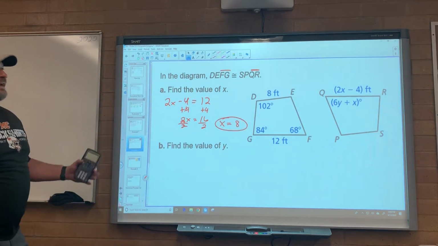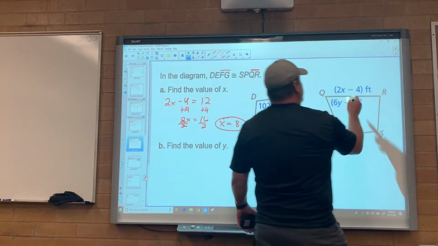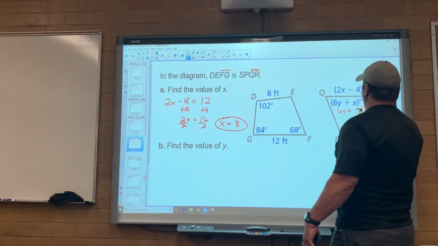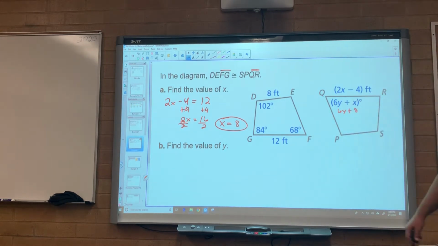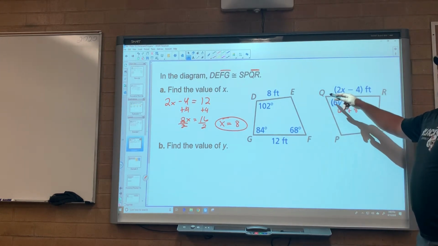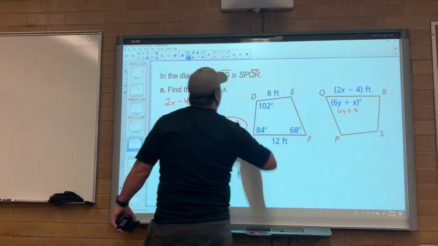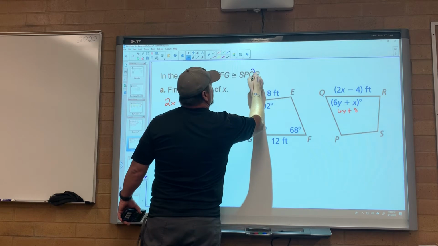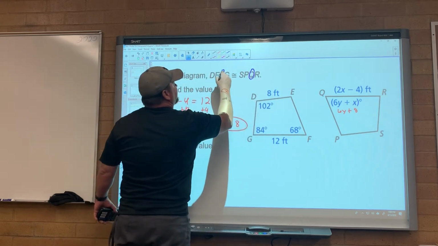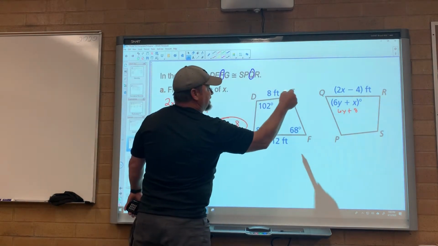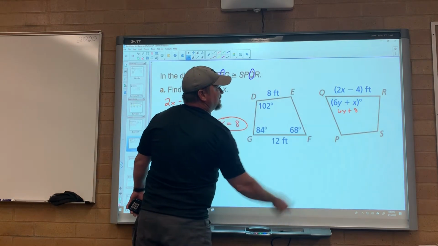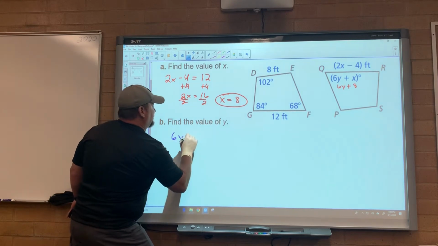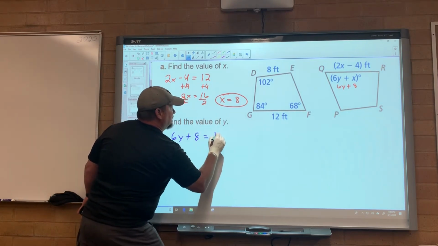Once we have that 8, now we can substitute the 8 where x is and say 6y plus 8. That's the new part for angle Q. So angle Q is right up here. Angle Q matches angle F, and angle F is 68, so we'll set those two equal to each other. So 6y plus 8 equals 68.